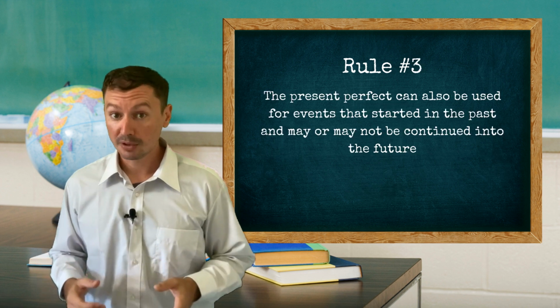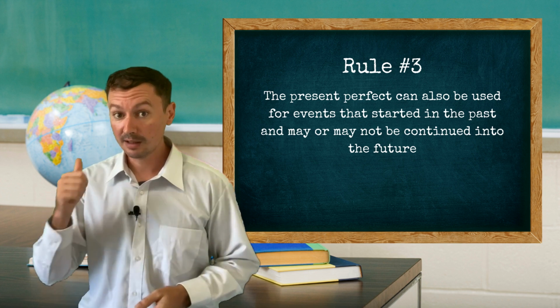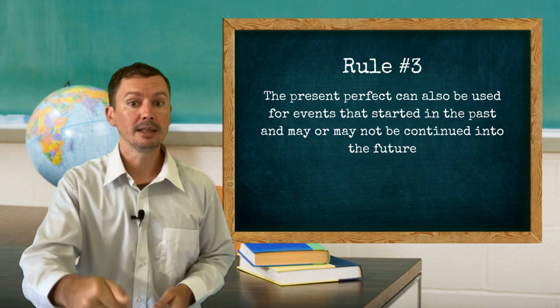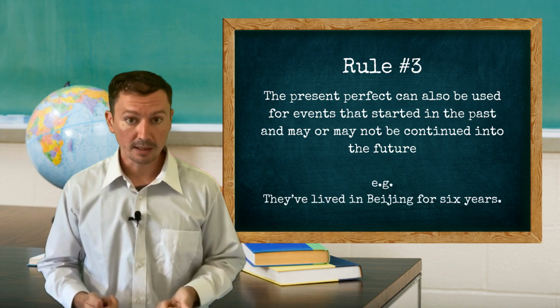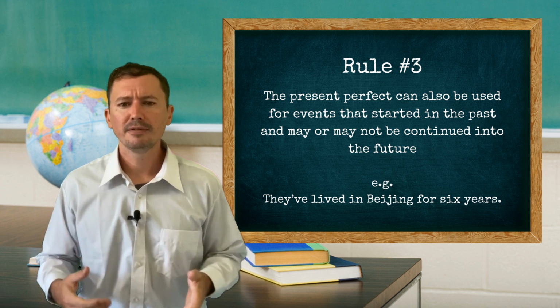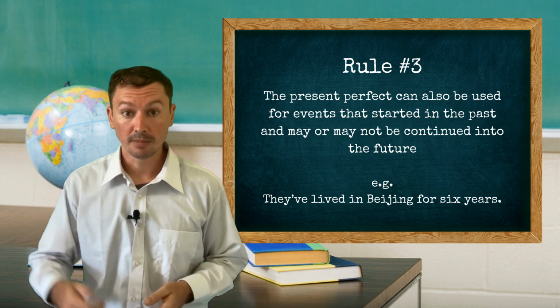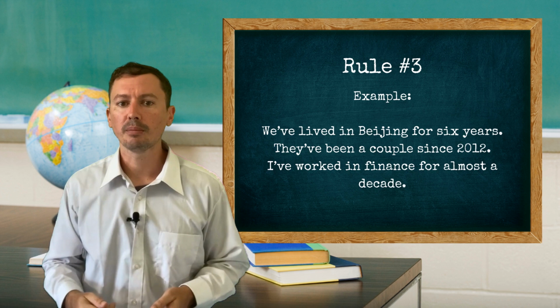Finally, and similar to the previous rule, the present perfect tense can be used for events that started in the past and may or may not be continued into the future. This typically involves using for or since to give information about the time. I could say, they've lived in Beijing for 6 years. This began in the past, continues now, and could continue into the future.